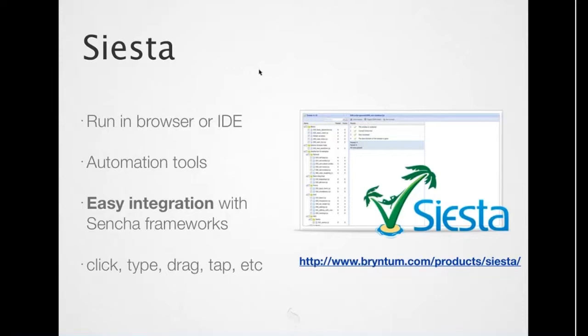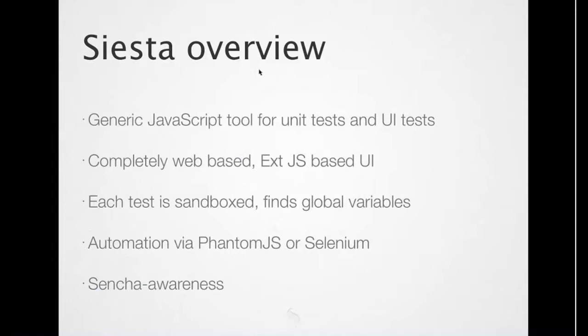So a bit of an overview of Siesta. Siesta is actually fully written in JavaScript, and it offers testing for any JavaScript, jQuery, Node.js, and of course Ext JS and Sencha Touch. You can use it to write plain, simple unit tests or more complex end-to-end UI tests. You'll see later that the UI is based on Ext JS, so it should look fairly familiar to you, I think.